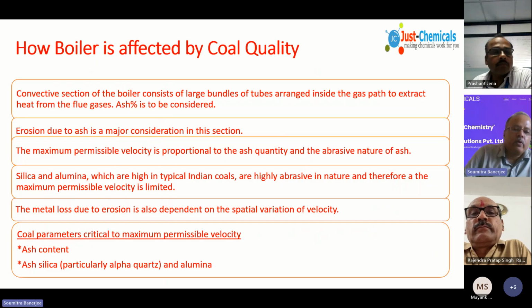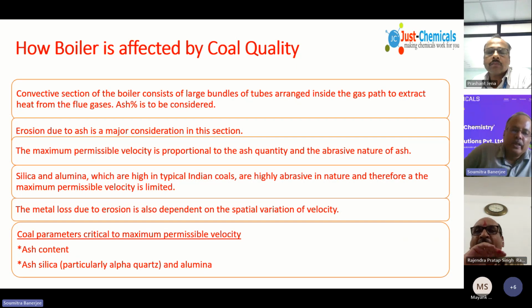Silica and alumina, which are typically high in Indian coals, are highly abrasive in nature, and we were finding that every bend and fitting in the pneumatic conveying system was getting eroded due to this alumina. So therefore the maximum permissible velocity is limited on those pipes. The metal loss due to erosion depends on the spatial variation in the velocity. So the core parameters critical to maximum permissible velocity are ash content and ash silica, particularly alpha quartz and alumina.